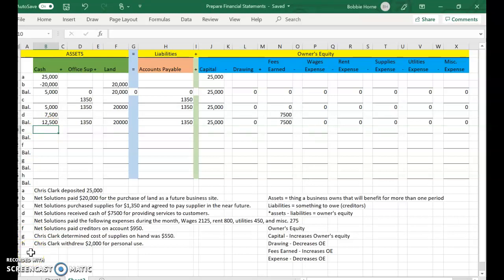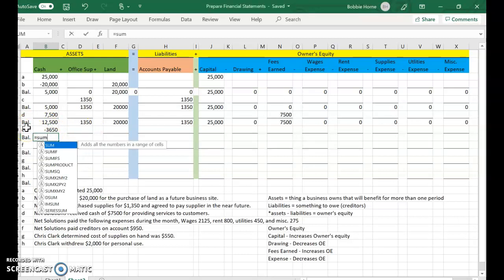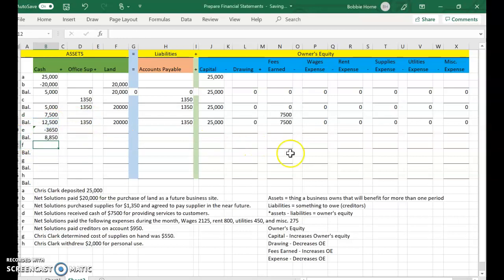of, let's do this, negative equals sum of negative 2125 and negative 800, negative 450, and negative 275. So the total amount that we're going to deduct from cash is $36.50. So our new balance would be our old balance minus the amount that we spent on expenses.